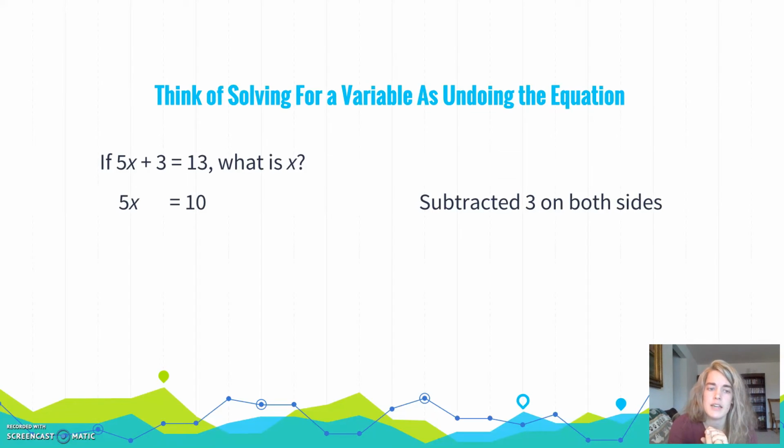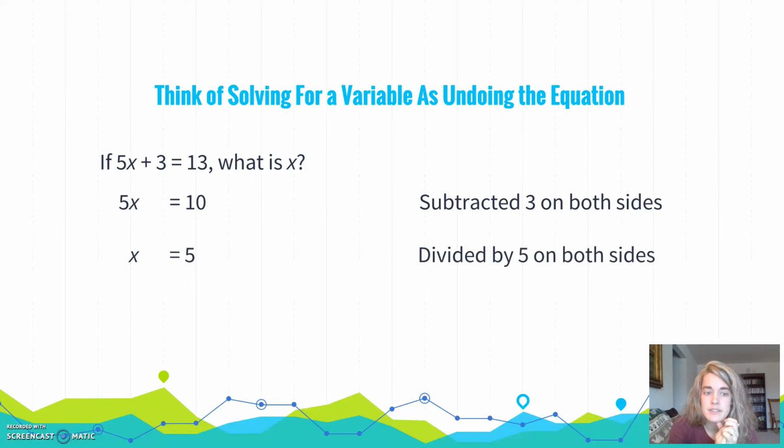We have 5x equals 10. Well, the x is like, get out of here, 5. So in order to get rid of the 5, we have to do the opposite. So instead of multiplying, we are going to divide. So if we divide by 5 on both sides, you get your answer, x equals 5.